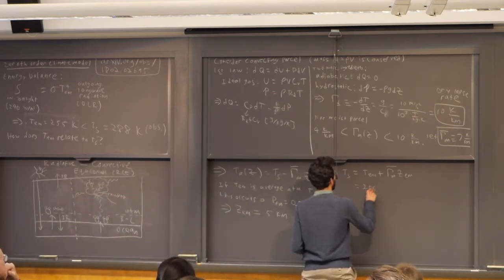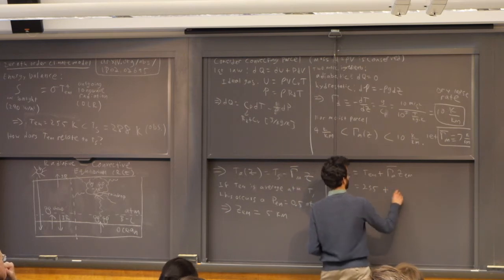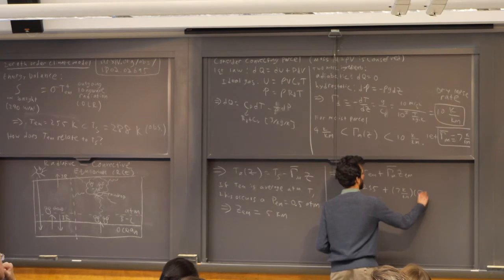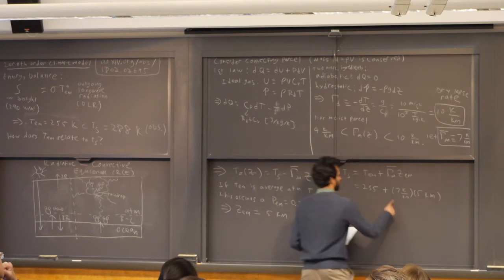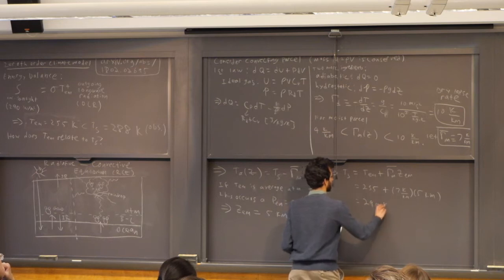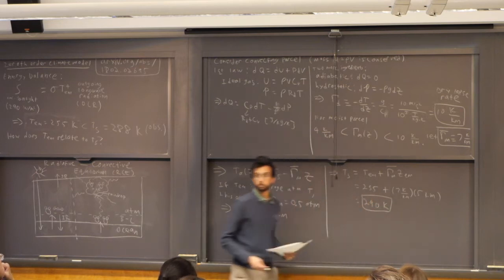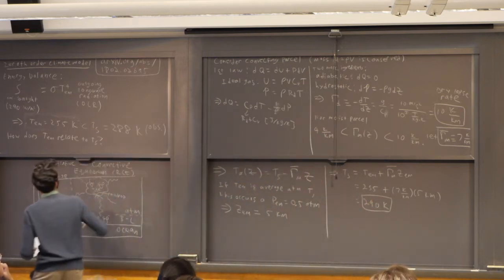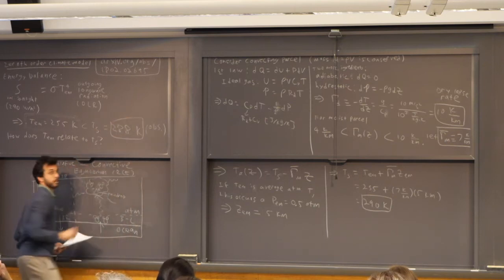So this is 255 Kelvin plus 7 Kelvin per kilometer times 5 kilometers. 7 times 5 is 35, plus 255 is 290. It's not bad. That's the observed value.